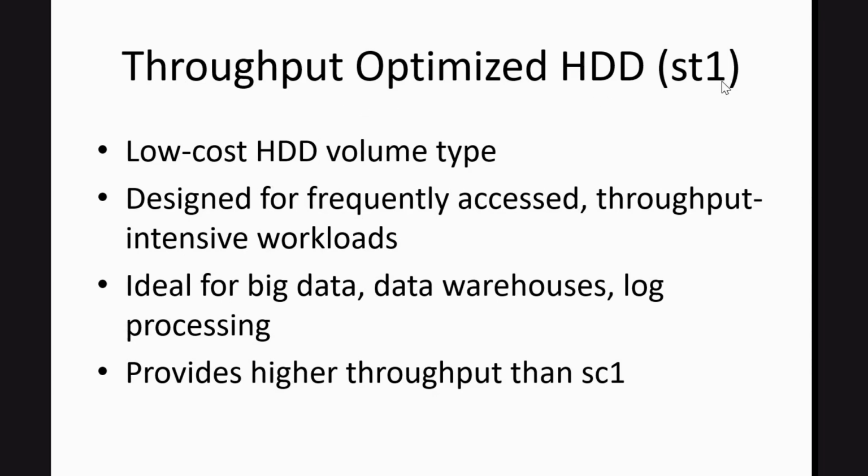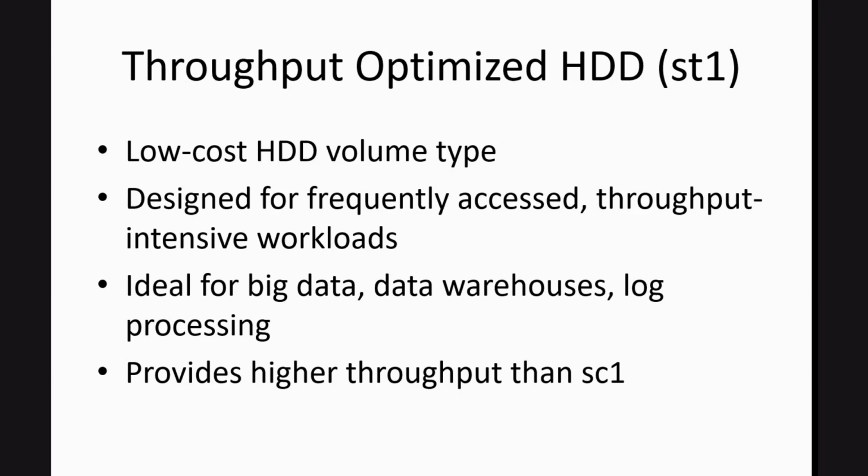Throughput optimized HDD is called ST1. ST1 is a low cost HDD volume type, designed for frequently accessed, throughput intensive workloads. Ideal for big data, data warehousing, log processing. Big data means huge data. Log processing, what is that? It might be logs, like in the office who is coming, the biometric, everything. It provides higher throughput than SC1. Throughput is bandwidth, the transfer of data. Compared to SC1, ST1 is better.